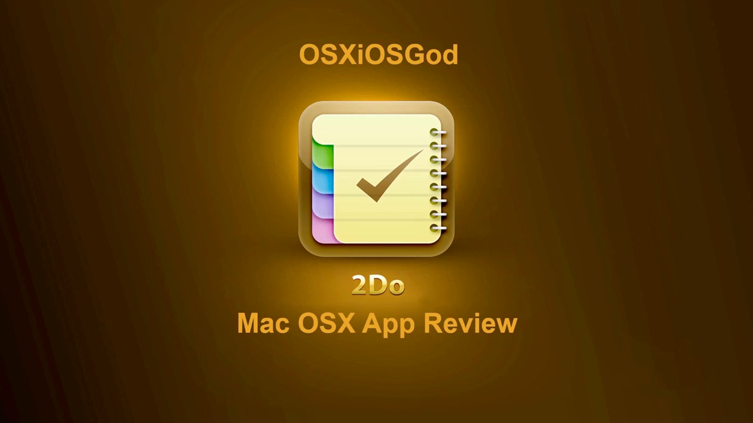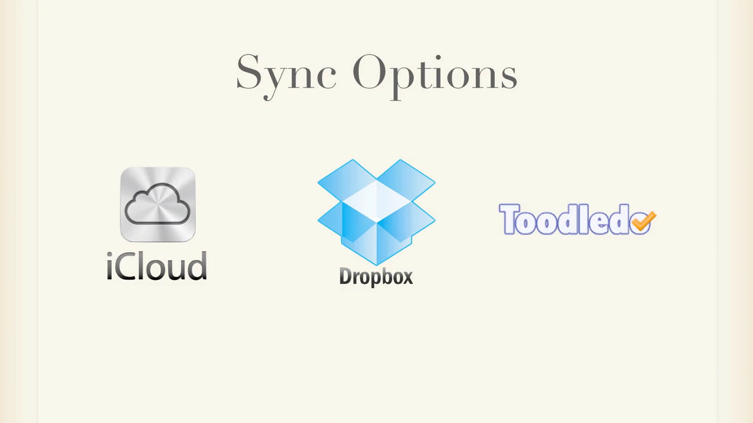So with sync settings, you actually have 3 different options. You have iCloud, Dropbox, and you also have Toodledo. Basically most of them more or less do the same thing, but they do have different features that are actually pretty cool. So first I'll go over iCloud with you.